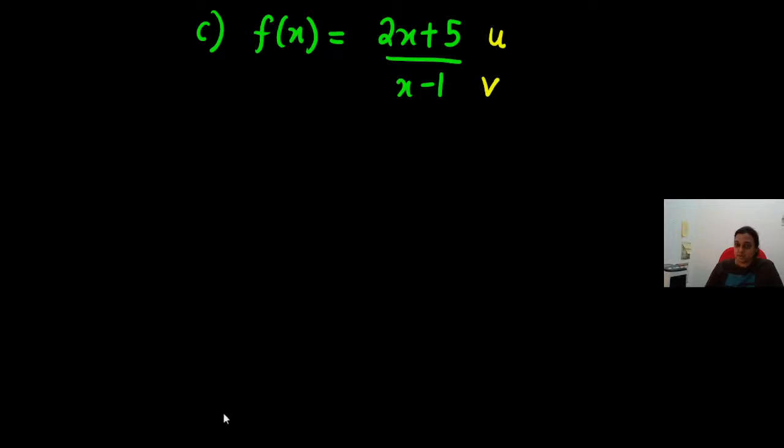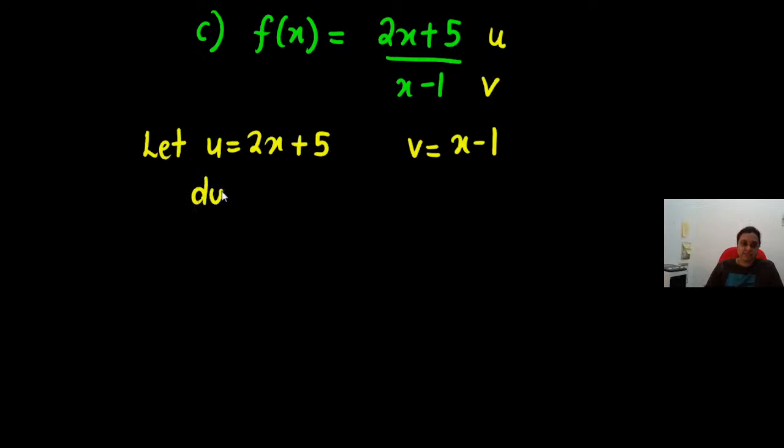Let me write down the question first. C, f(x) = (2x + 5)/(x - 1). This is the question. First step, you identify the top one is the U, the bottom one is the V. So U = 2x + 5, V = x - 1. Differentiate, du/dx you get 2. Differentiate, dv/dx you get 1.